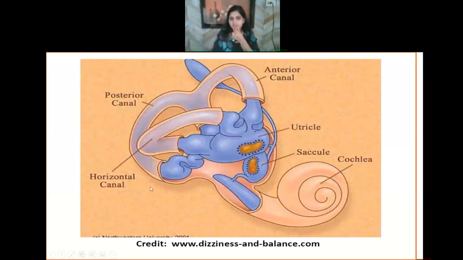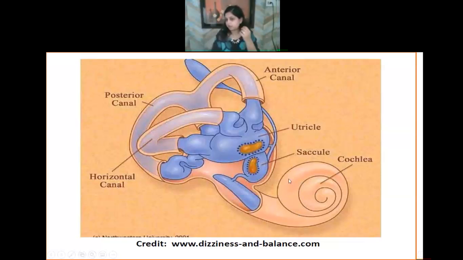Okay, so here we can see it's in our inner ear. This is the labyrinth, the vestibular system, comprised of three semicircular canals, utricle and saccule. I'm not going into detail in anatomy and physiology.